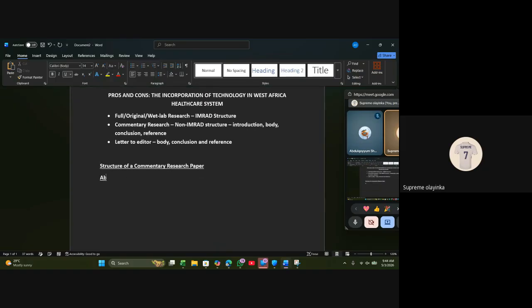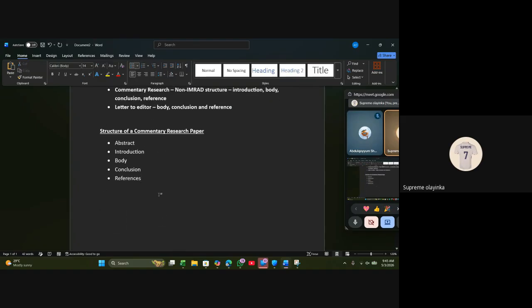So we have the abstract, we have the introduction, we have the body, we have the conclusion, we have the reference. So now we have all of this, right? This is what we are trying to follow. We've already established the structure of what we are trying to follow.